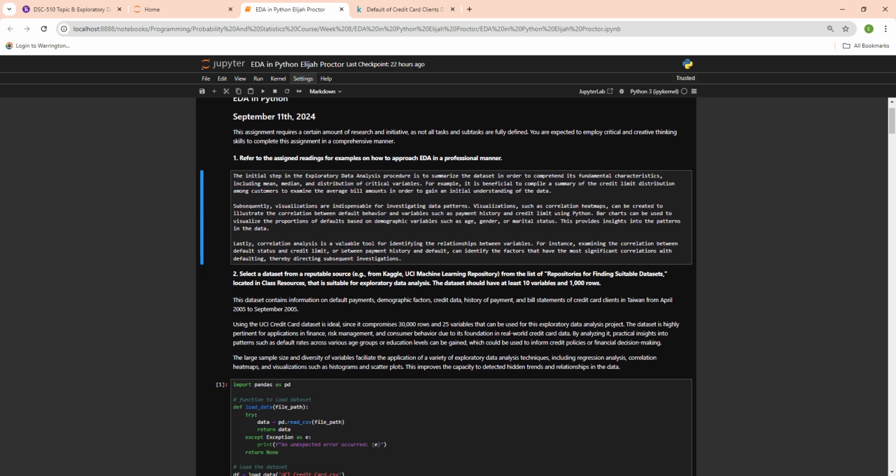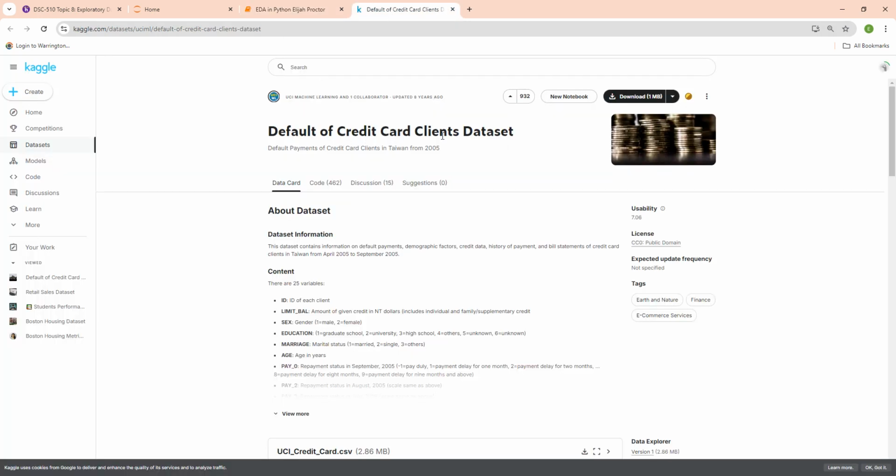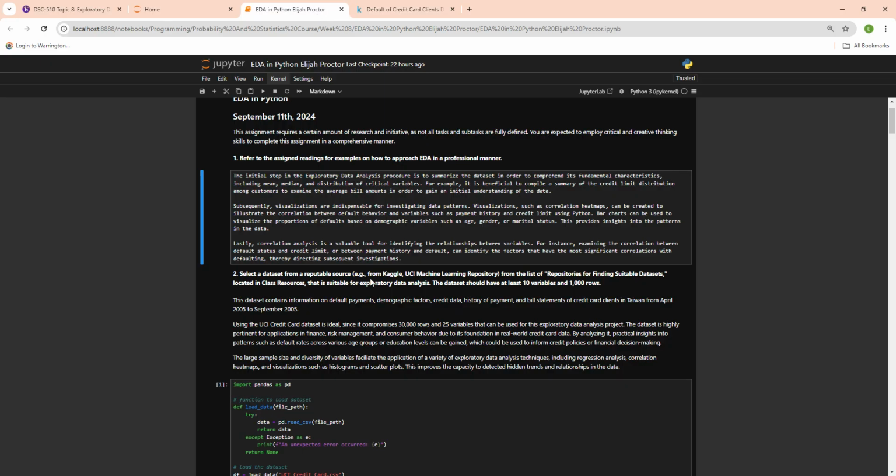And so in order to perform this EDA, we're going to use a data set called the default of credit card clients dataset. This contains information on default payments, demographic factors, credit data, history of payment, and bill statements of credit card clients in Taiwan from April of 2005 to September of 2005. This data has 30,000 rows and 25 variables, so it is ideal for EDA.